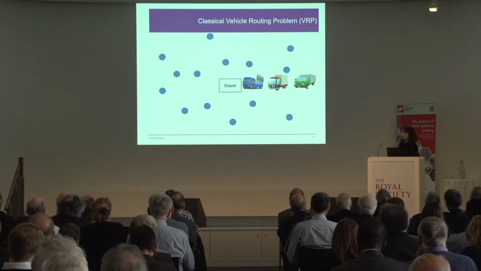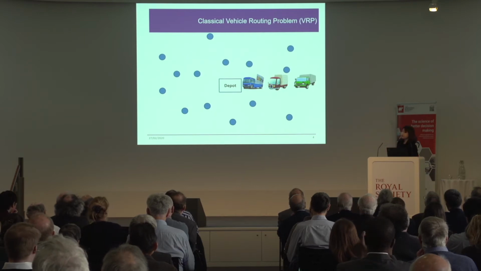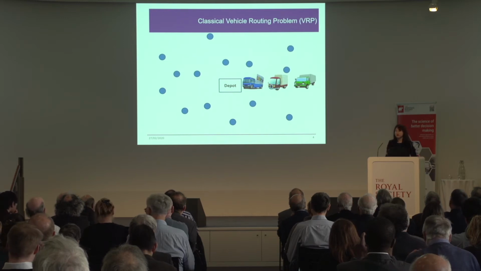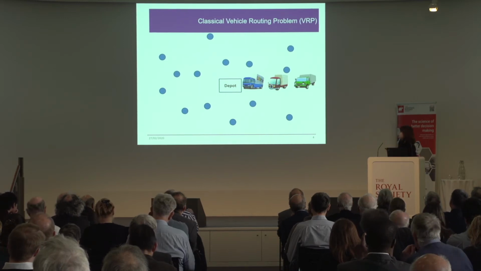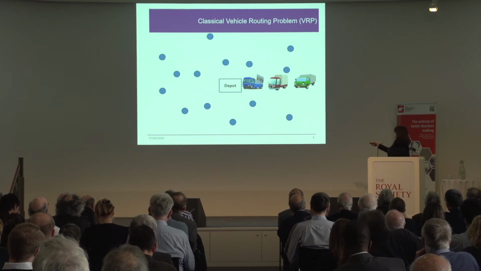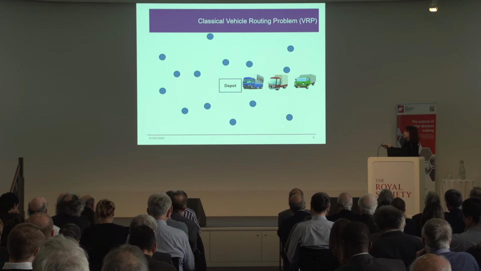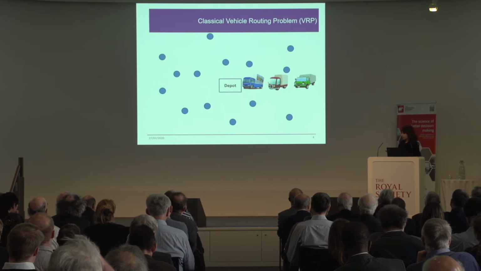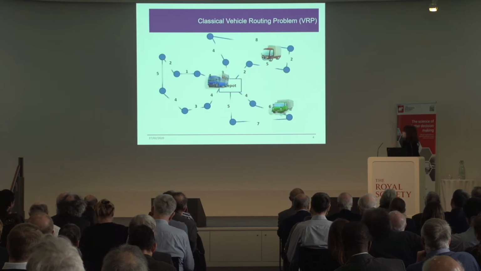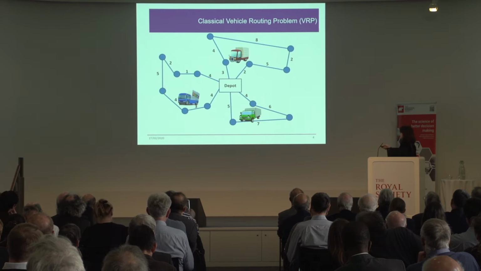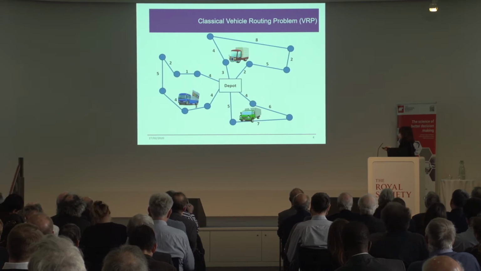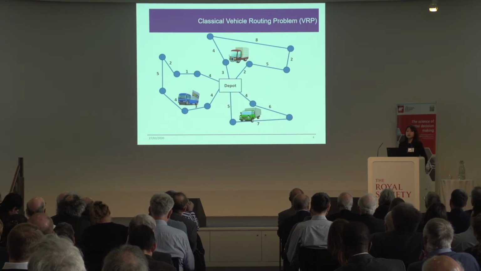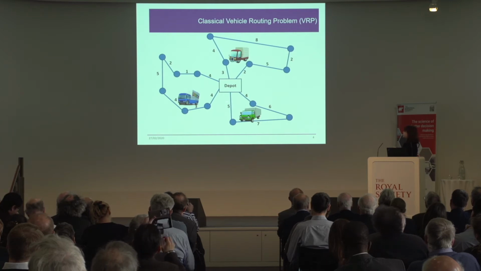Now, I'm sure many of you have heard about the VRP, but I'm going to give a brief introduction of what the classical VRP is. In this problem, there is a depot and a set of vehicles, and we have different customers with different demands. The objective is to find a set of routes for the vehicles so that each customer is served, with the objective to minimize the total distance traveled by the vehicles.